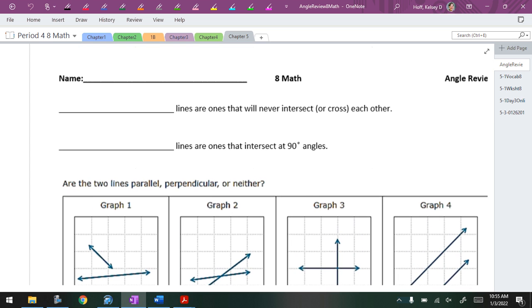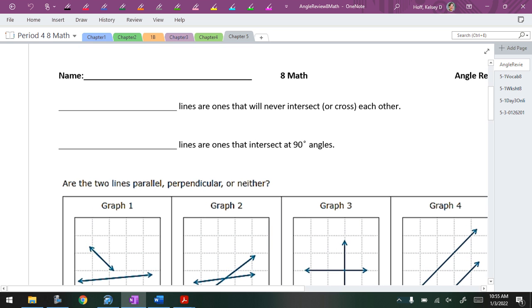What type of lines are ones that will never intersect or cross each other? Parallel. P-A-R-A-L-L-E-L. Two lines that will never cross.